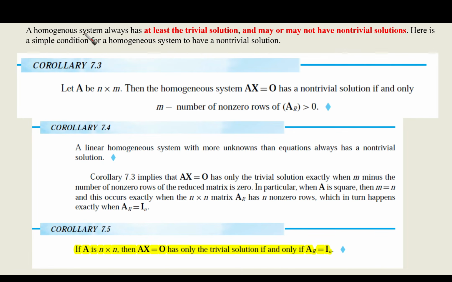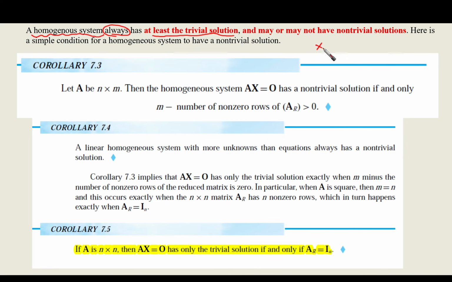A homogeneous system always has at least the trivial solution and may or may not have a non-trivial solution. Now stop at this sentence and let's understand it. We're talking about the homogeneous system, right? Where in the right-hand side we always have zeros. This means that it will always have at least a trivial solution.